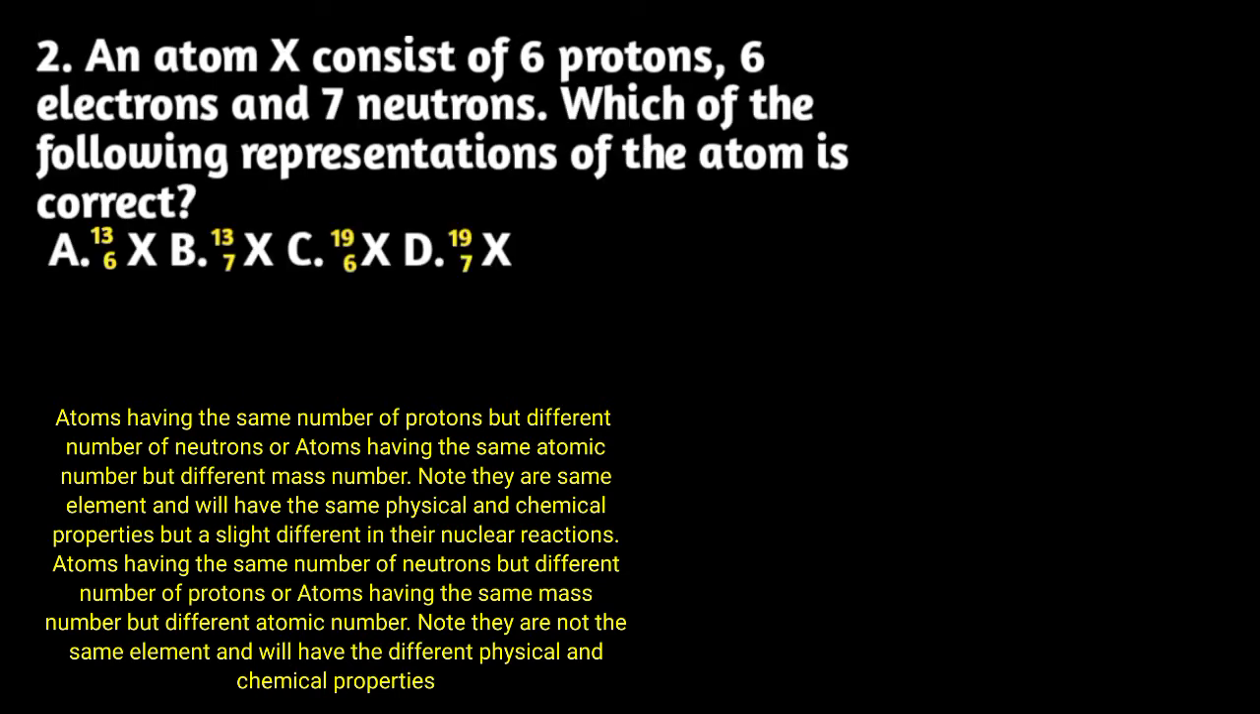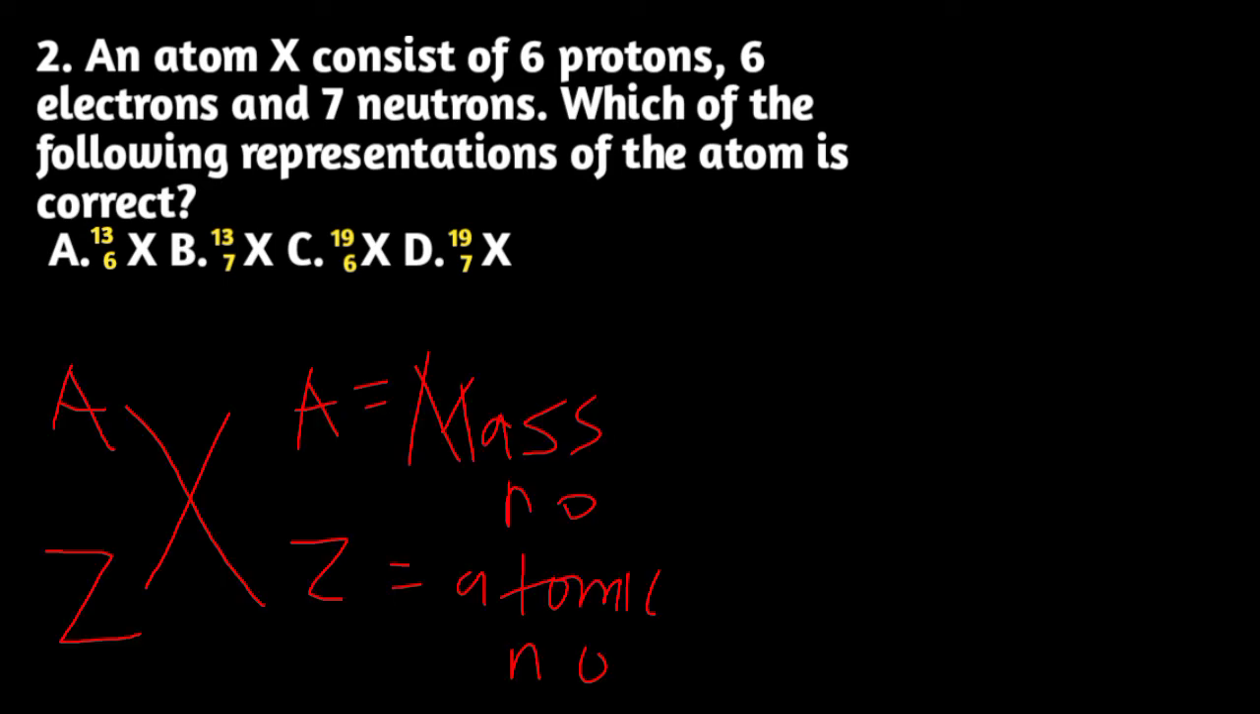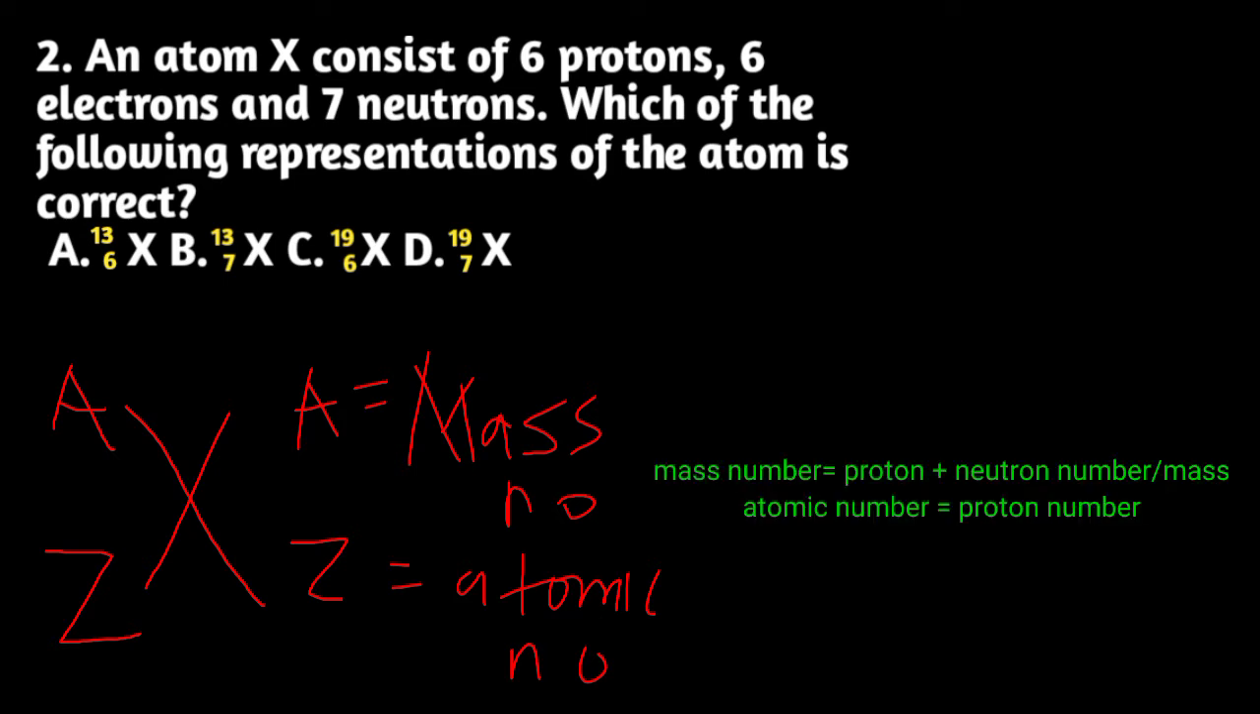Let's go for question number 2. An atom X consists of 6 protons, 6 electrons, and 7 neutrons. They are asking us which of the following representations of the atom is correct. We just need to understand that the subscripts are always the atomic number, whereas the superscripts represent the mass number. The proton number is the atomic number, whereas the addition of protons and neutrons, which is 6 plus 7, gives us the mass number. Therefore, the correct answer is A, 13 6X.